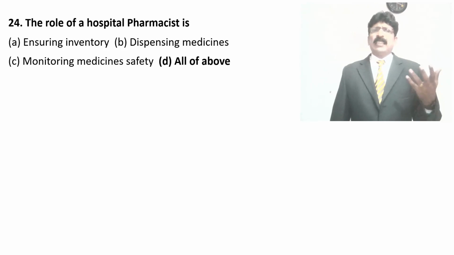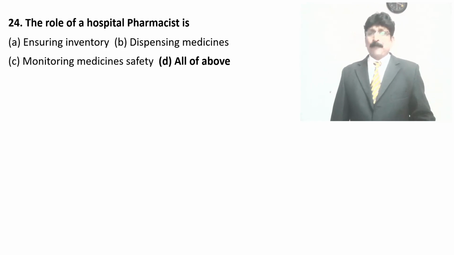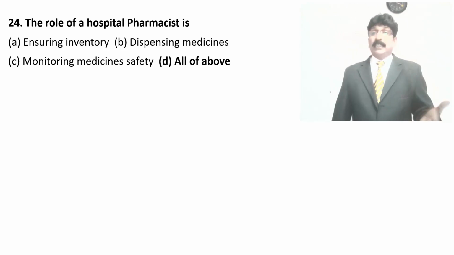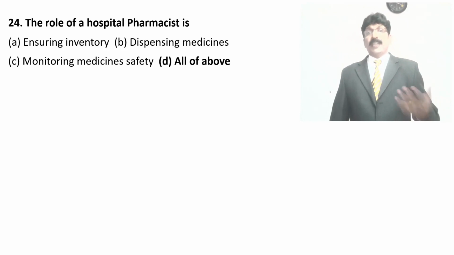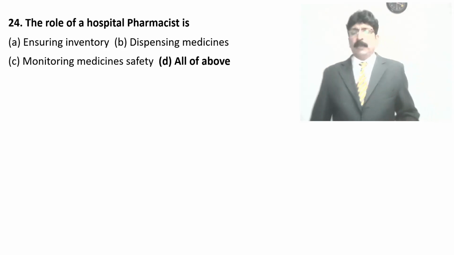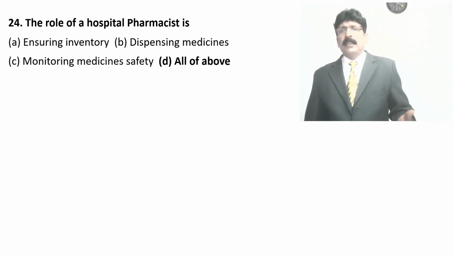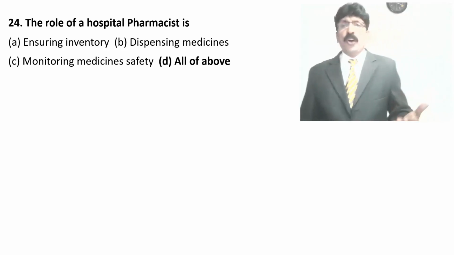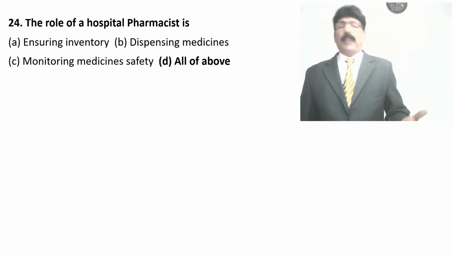Bookkeeping is very, very important. It is a job of the pharmacist. Dispensing medicine is a job of the pharmacist. Monitoring medicine safety is very important. It also includes many other things, like following up the patients, whether they are adhering to the drugs given for the treatment. All these things come under the job of a hospital pharmacist, a clinical pharmacist. So the answer is all of the above.